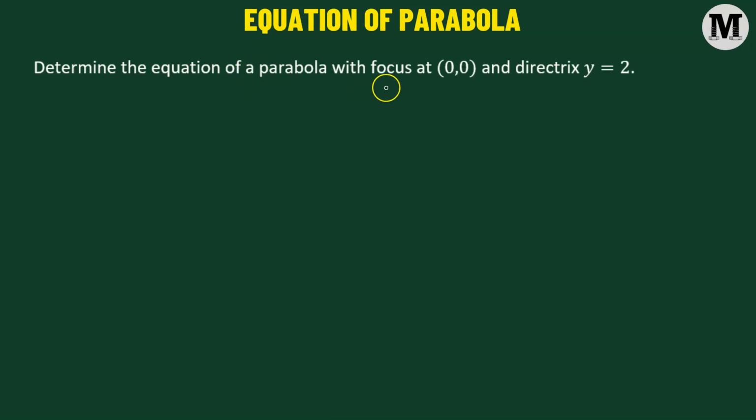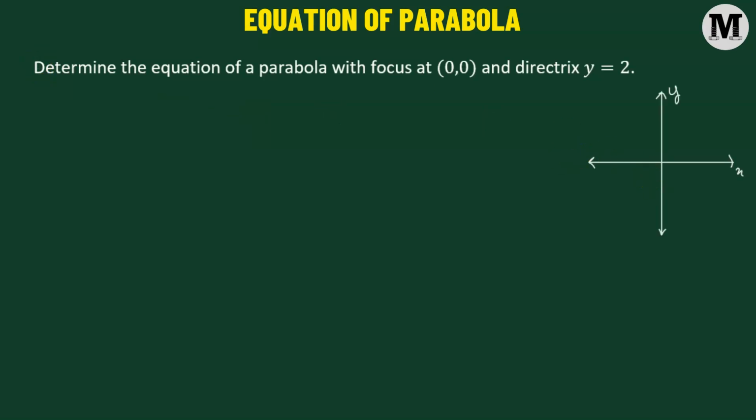We need to determine the equation of a parabola, which has its focus at the origin, and the equation of the directrix is given by y equals 2. Let us begin. We'll try to understand the problem graphically first. For this, we'll first consider our coordinate axis.